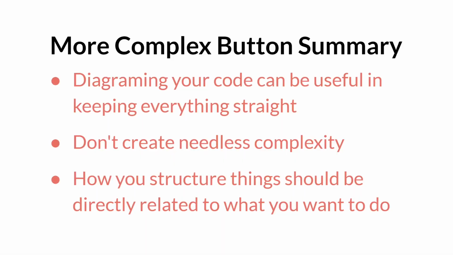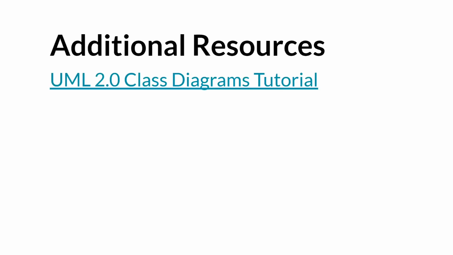In summary, diagrams can be useful in keeping everything in your code straight. You shouldn't create needless complexity, and how you structure things should be directly related to what you want to do. So you may not actually want to use the structure that I'm using in this tutorial series if you want to do something a little bit different. There's a link to some basics about UML class diagrams if you'd like to learn more about one way of modeling code, which I think is a short video and worth checking out.